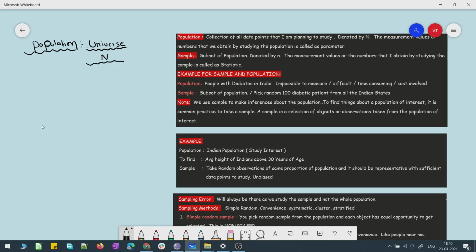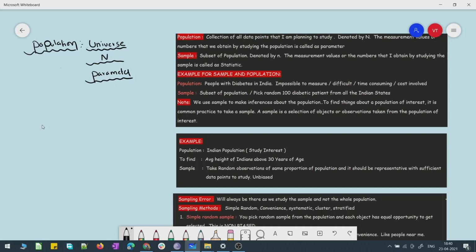And anything that I measure about the population is referred to as parameter. Or you can also say that the characteristics of the population is parameter. And whenever you see the term parameter, you can say that you're talking about population. That's also one way of identifying if someone is talking about population or something else.